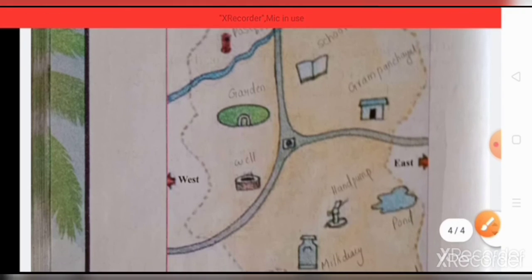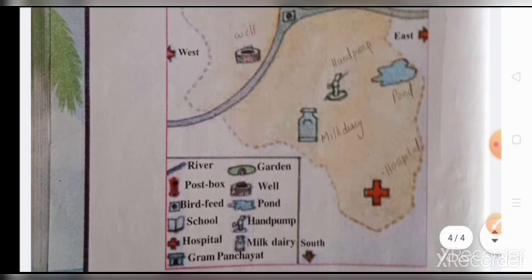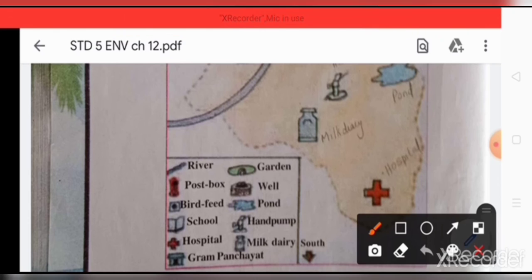And where is the well? Well is on west side. And where is the hand pump, pond, milk dairy and hospital? These all are on the southeast side. This is southeast side.